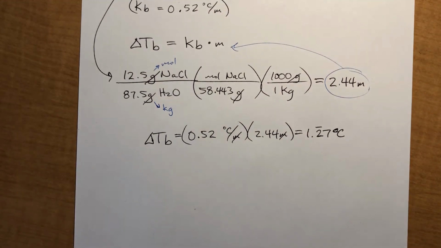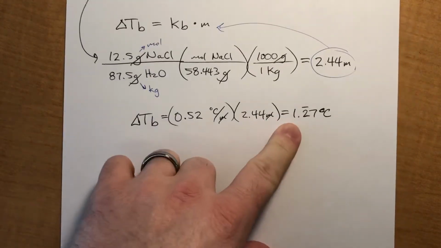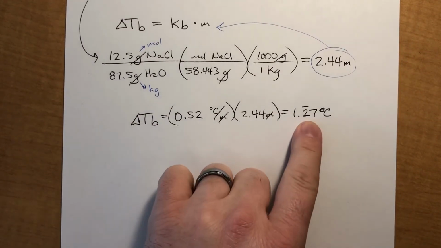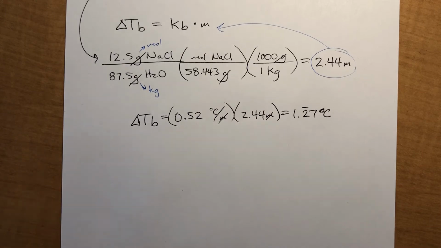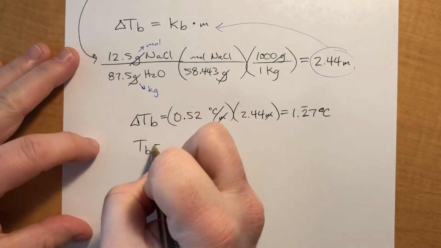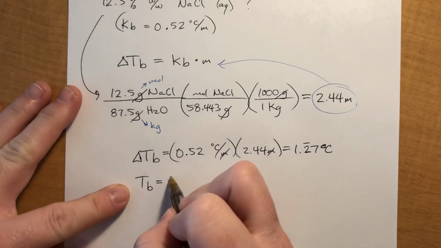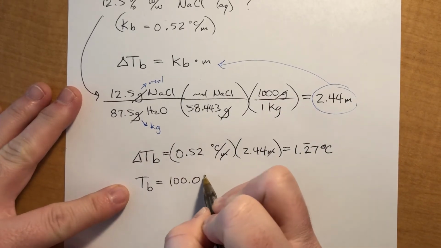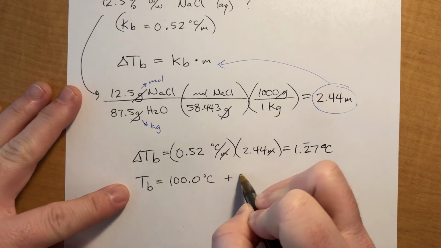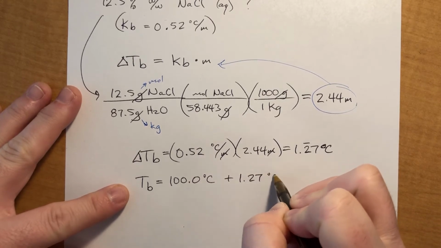So here's the problem. The question asks, what is the boiling point? This is not the answer. This is how much the boiling point changed. So the boiling point is whatever the original boiling point was, plus this new value. Water typically boils at 100.0, and we have increased it by 1.27 degrees Celsius.